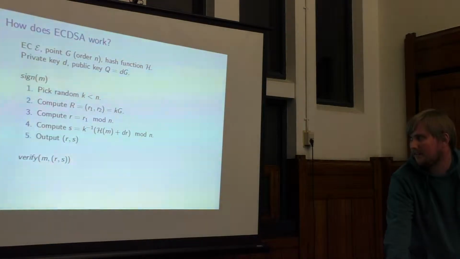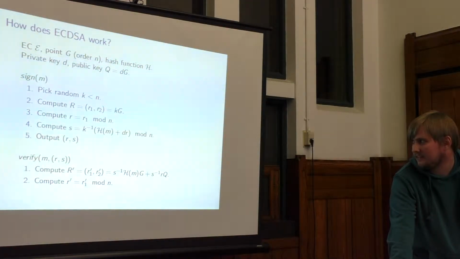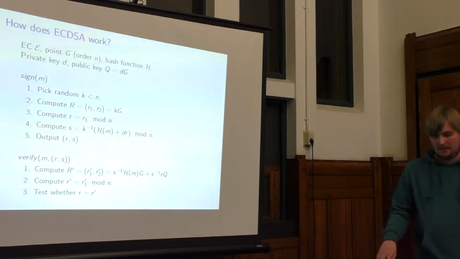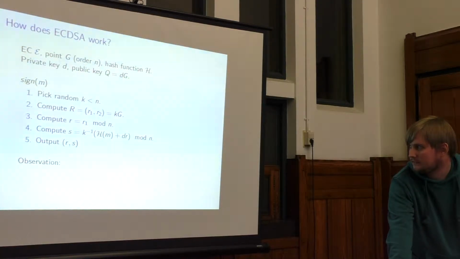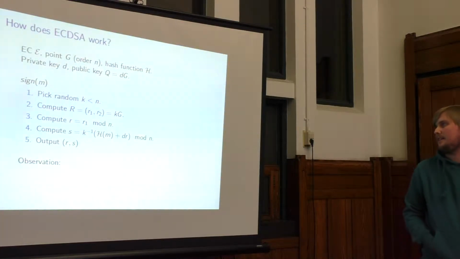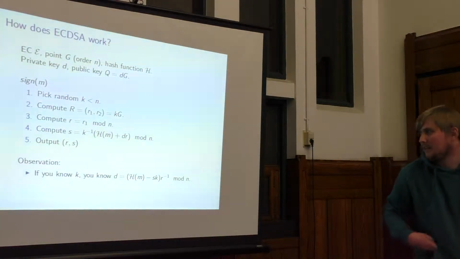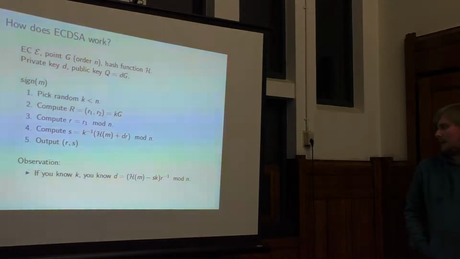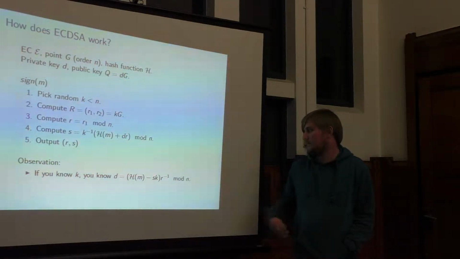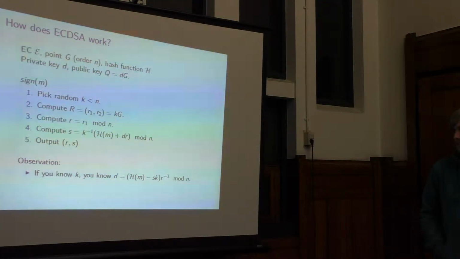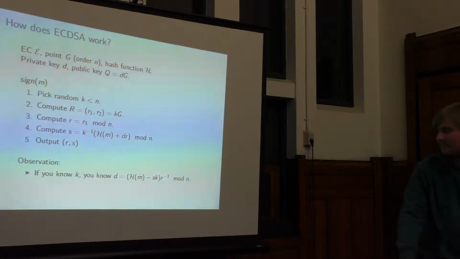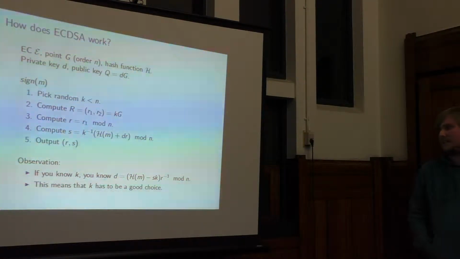So the signature can be verified by another party by performing complicated operations. I will not go into detail how that works, but the thing we have to keep in mind is that this number K is chosen randomly, and this number has to be secret. If we know the number K, then we can use the formula here in line 4 to compute the private key. So a lot of flaws that have been in the media recently with Bitcoin have come from the fact that this number K was chosen not so random and hackers could guess it. Another problem is if you use the same number K twice, then you can even compute the private key without knowing K, but this is not relevant for this talk. So this means K has to be a good choice.